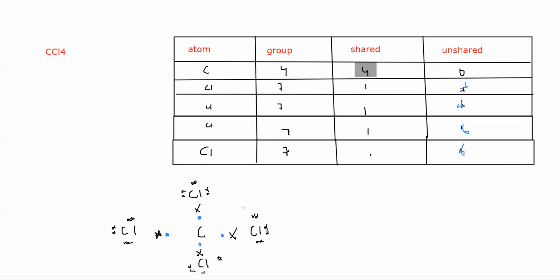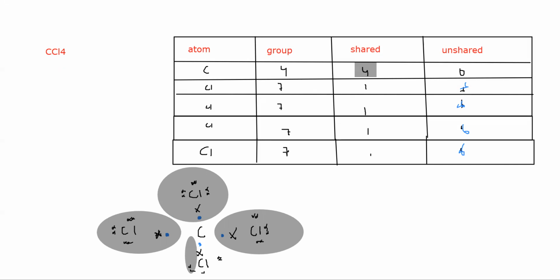And draw the circles. So this is how the sharing occur. And carbon, each chlorine having a single bond with carbon, so there will be a single line or electron pair between them. So this is the structure of CCl4, carbon tetrachloride.